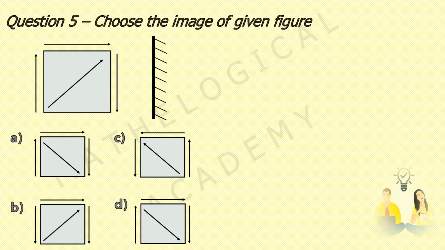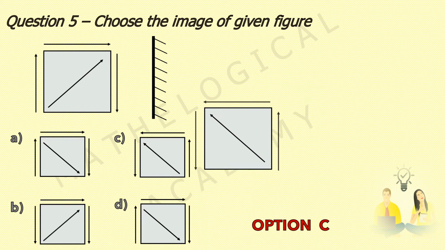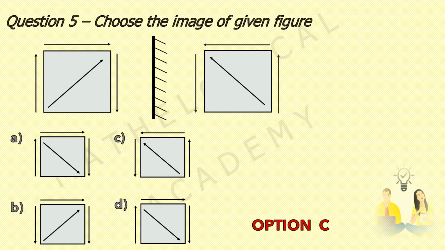Choose the image of the given figure. Answer is option C. We only have to change the directions of the arrows which are pointing left or right, or diagonally left or right. Up and down arrows will remain the same.